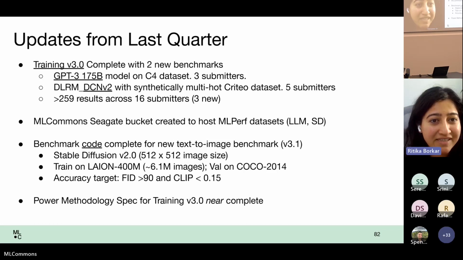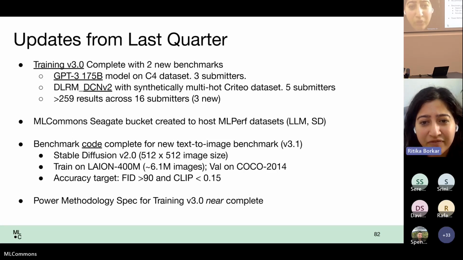Besides the summit, we also had more than 259 results across 16 submitters, and there were 3 first-time submitters as well. Some other developments in the working group: we have identified an MLCommons Seagate bucket to host the MLPerf datasets, such as the large language model checkpoints and dataset, and the dataset that will be used for the stable diffusion benchmark, which I'll talk about shortly.